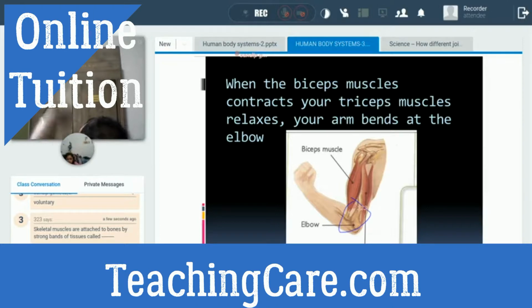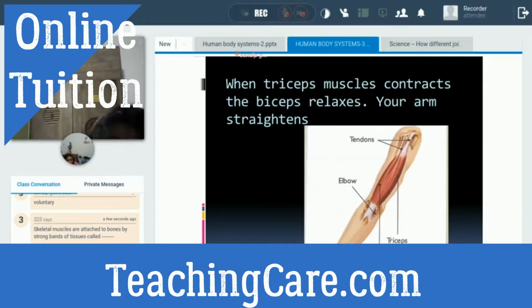See my video, see me. This is the elbow. Here our arm should bend. For this arm to bend, one muscle should contract, other should relax. And if you are stretching like this, when you stretch, tricep contracts and biceps relaxes.